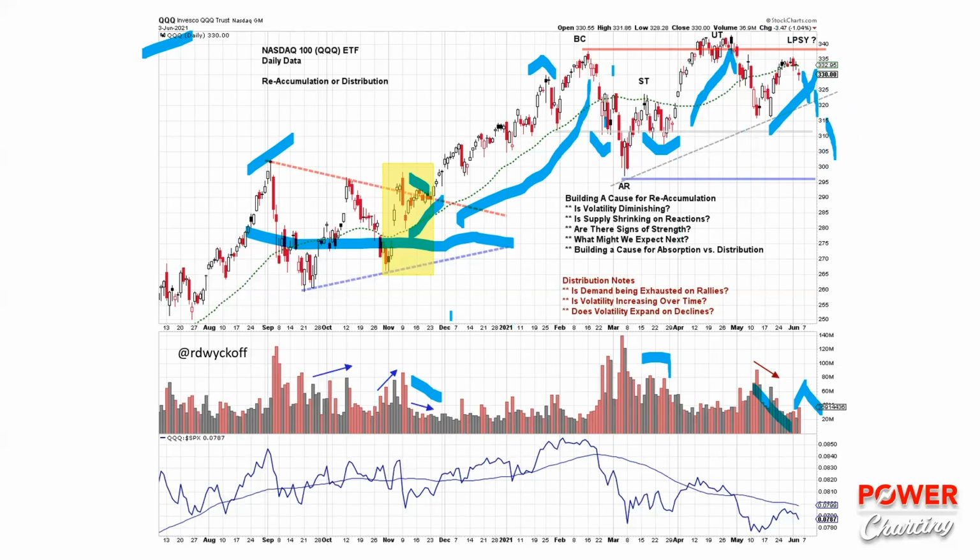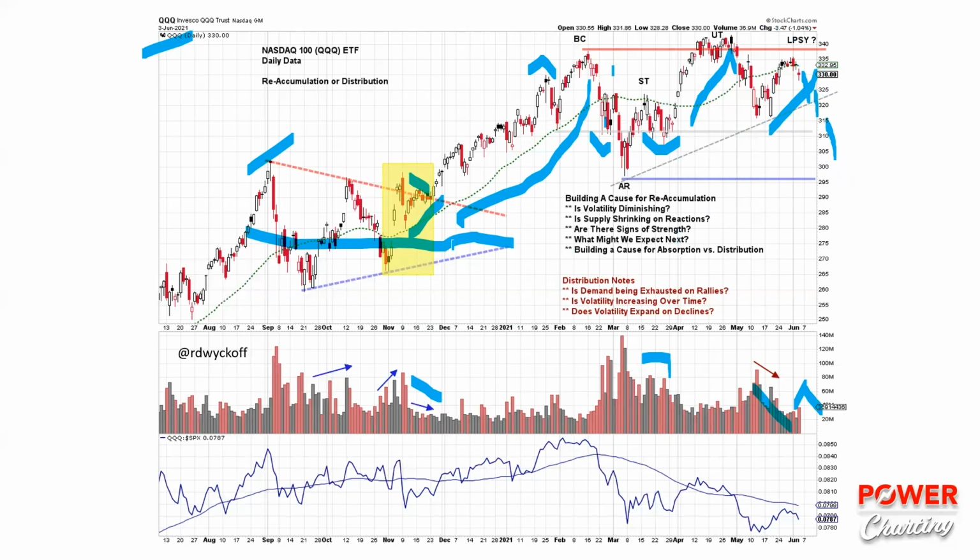I always defer to the upward trend. So we would put more weight to the reaccumulation process, but this would be the thing that we would see to confirm that distribution is at work here.